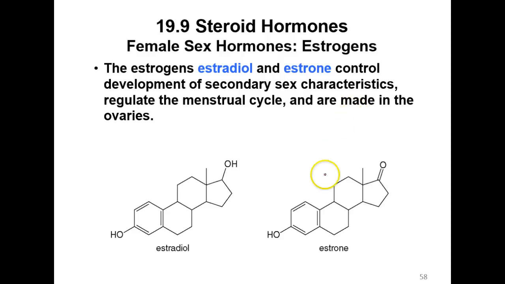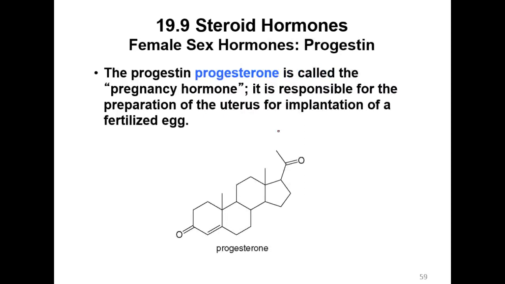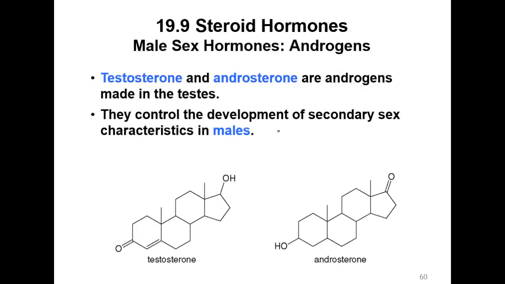You can see also that 6-6-6-5 ring system with the aromatic. This time they have aromatic groups. Notice they don't have the methyl here like they had. That's why it wasn't really that important that you have a methyl there. What's important is that 6-6-6-5 ring system. Progesterone is called the pregnancy hormone, responsible for the preparation of the uterus for the implantation of the fertilized egg.